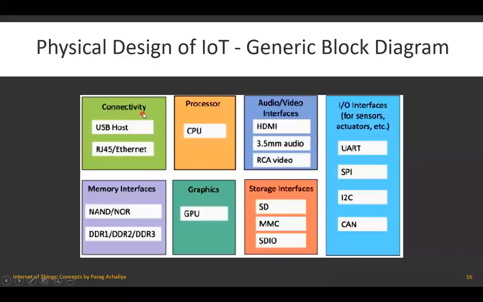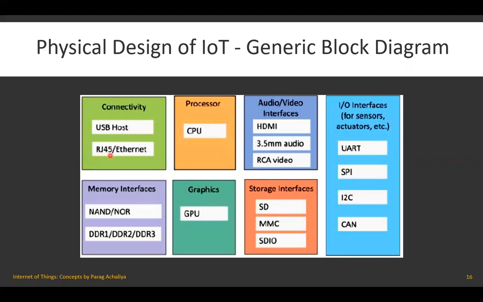Then it will have some ports that are responsible for establishing the connectivity between various devices, like your USB host. There will be some USB ports, and as we discussed in the previous session, those USB ports are responsible for connecting your USB keyboard and USB mouse to your IoT device. Along with that, if you have more USB ports on your IoT device, then you can connect a pen drive also to your IoT device.